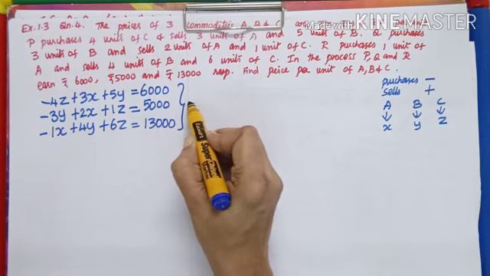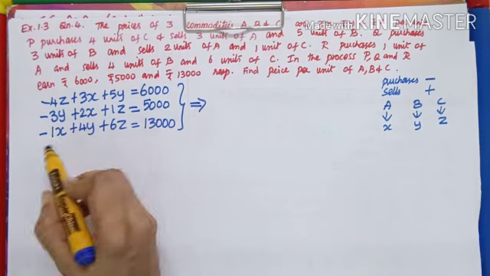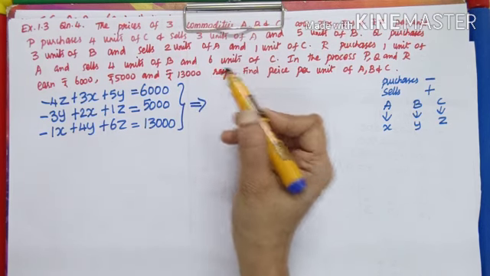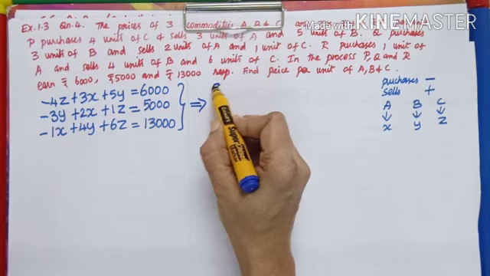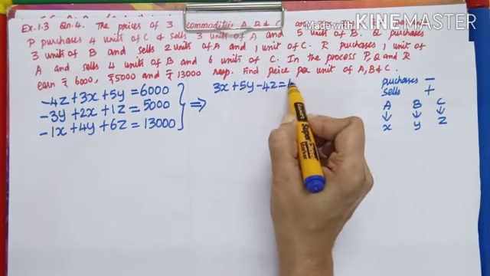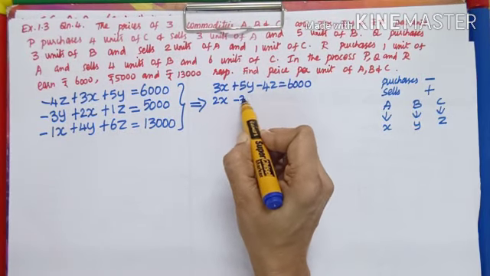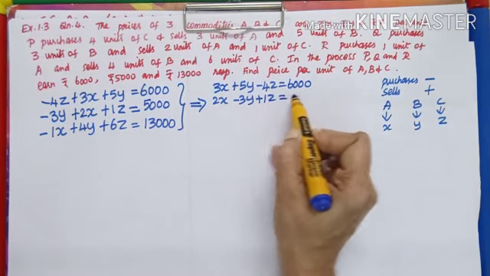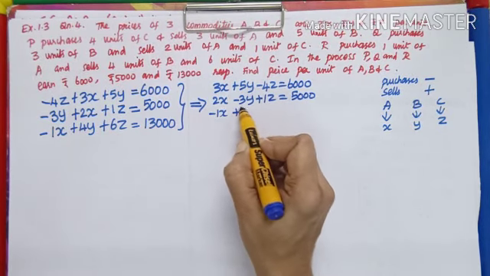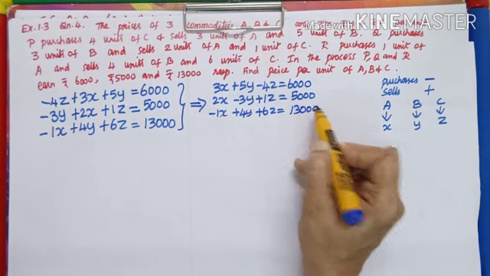First of all, rearrange. You mustn't keep X, Y, Z in a mismatching order. First, let me write X, then Y, then Z. So, which will come first? 3X plus 5Y minus 4Z is 6,000. Similarly, 2x minus 3y plus 1z equals to 5,000, and minus 1x plus 4y plus 6z equals to 13,000.